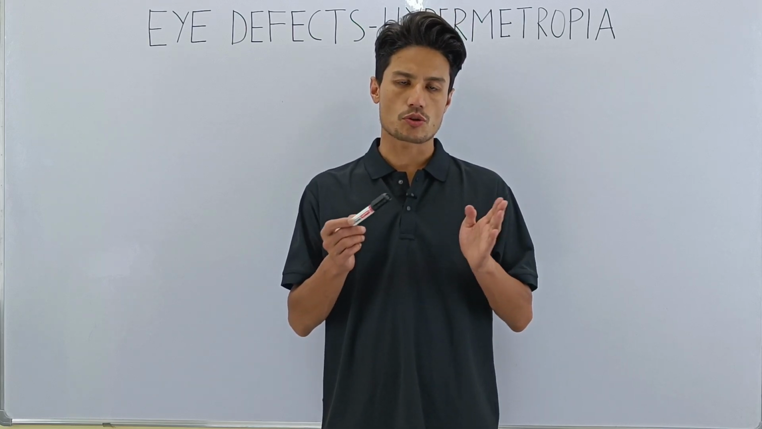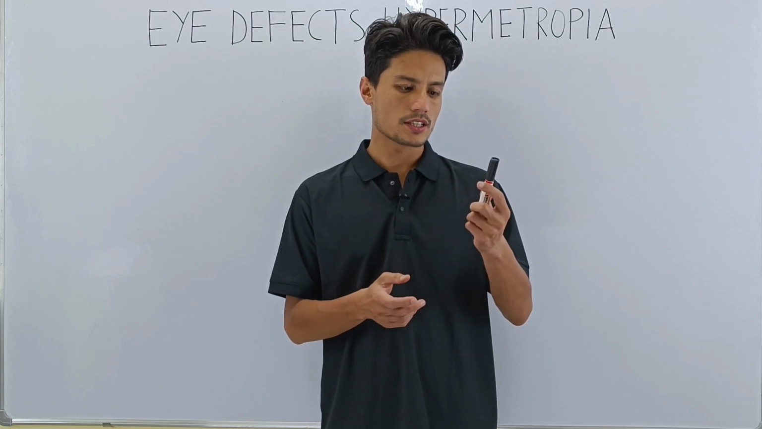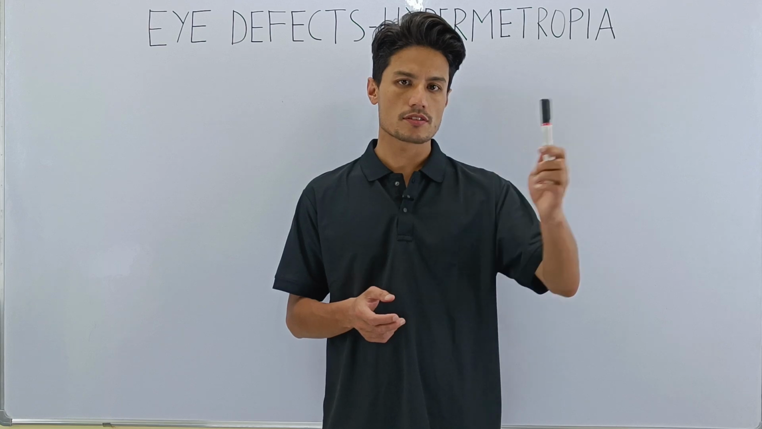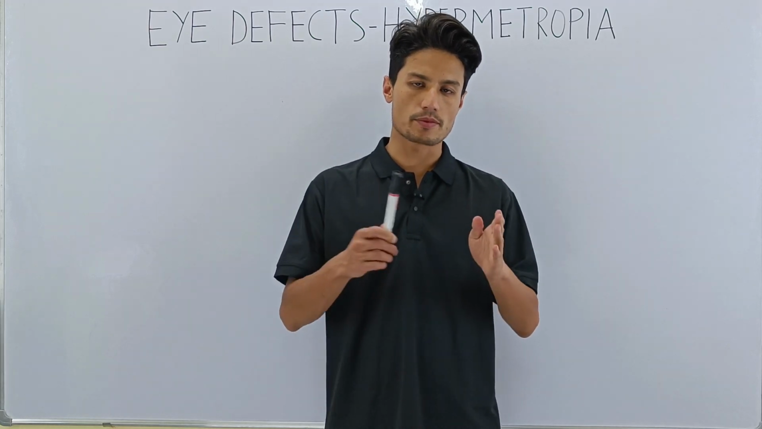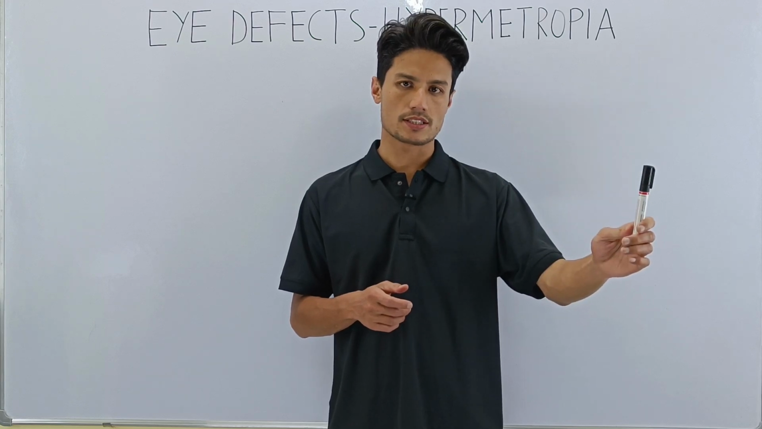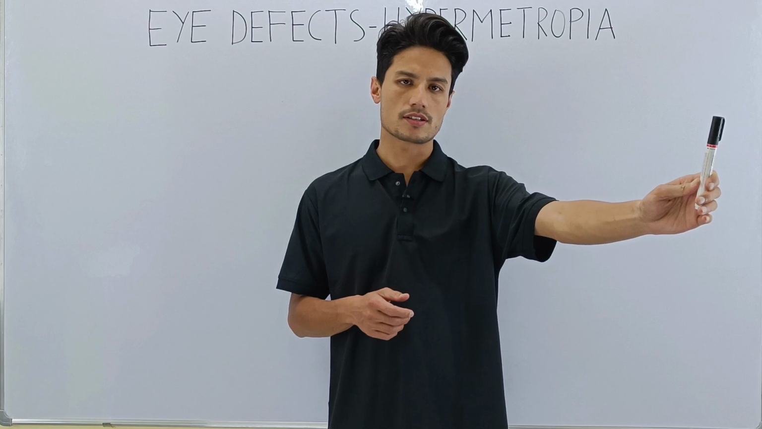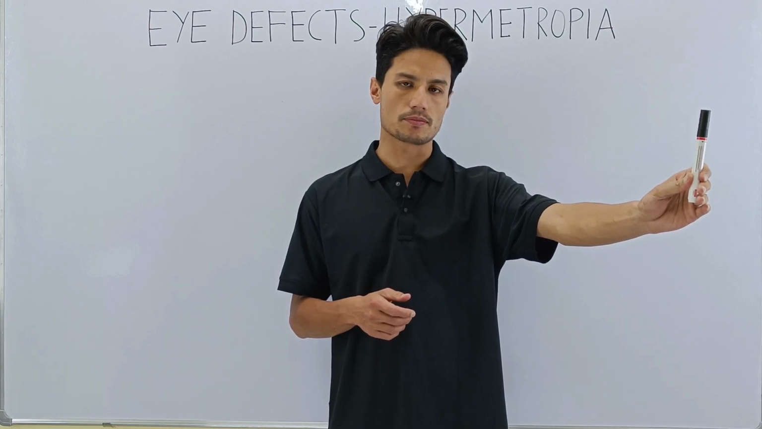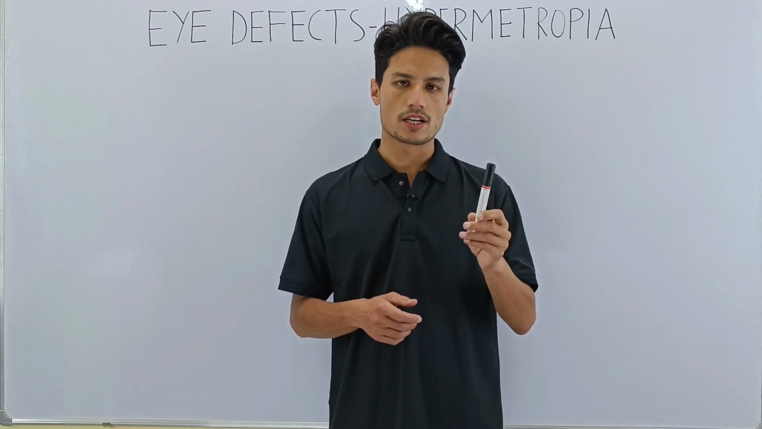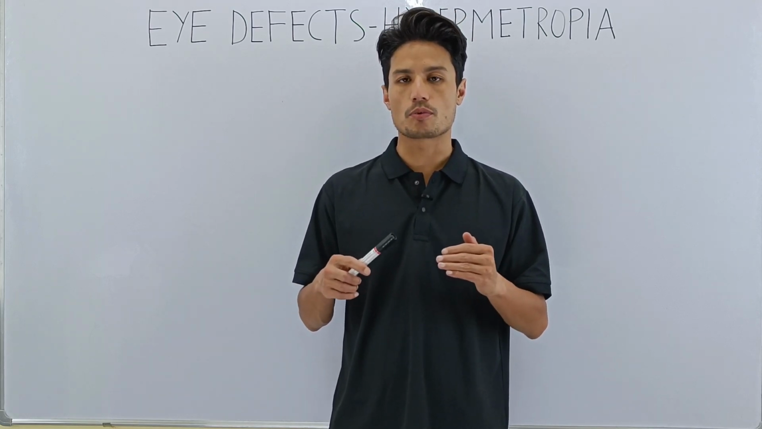Myopia is short-sightedness, which means a person suffering from myopia can see near objects very well, but a myopic person cannot see far objects. Whereas in hypermetropia, the defect is also known as long-sightedness. That means the hypermetropic person can see far very clearly without any problem, but the hypermetropic eye cannot see near objects. So you see that both myopia and hypermetropia are exact opposites of each other.